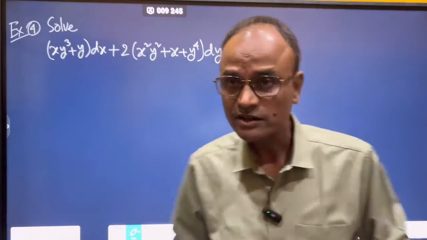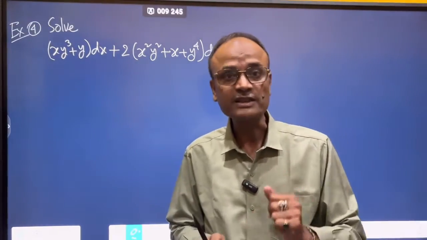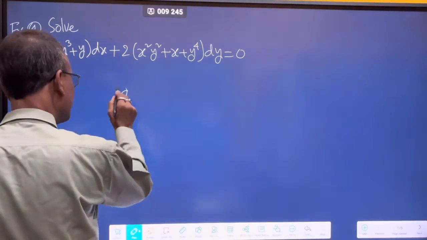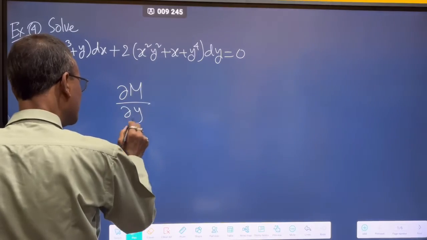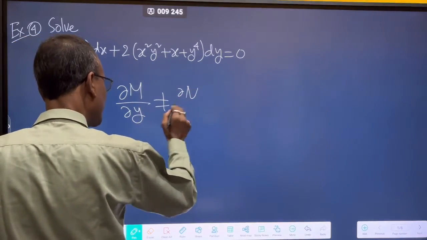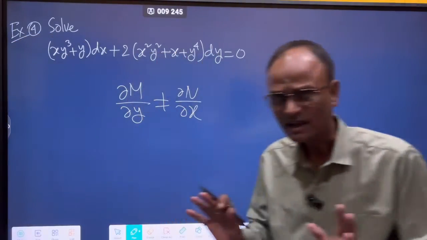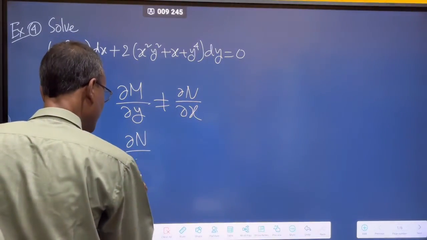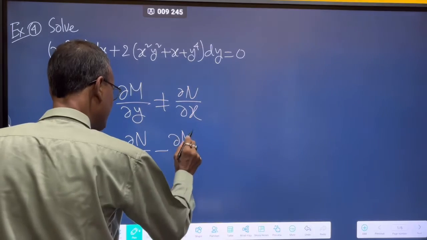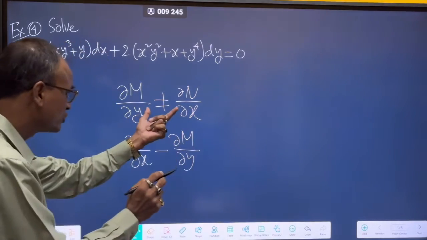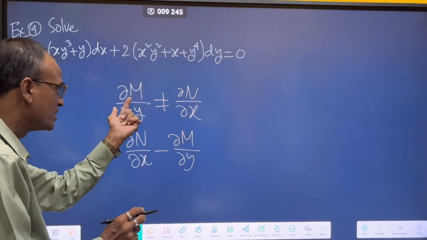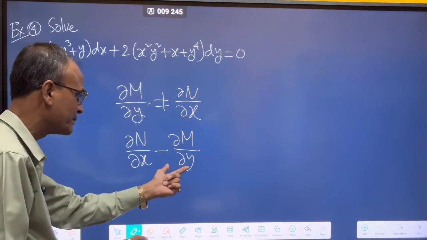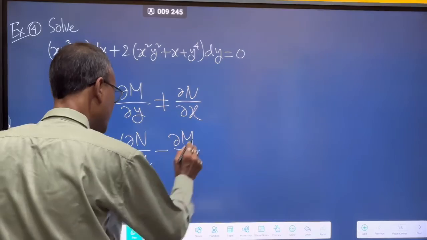Today, I shall solve some problems on exact differential equations. Originally, the equations are not exact, meaning ∂M/∂y is not equal to ∂N/∂x. Therefore, ∂N/∂x minus ∂M/∂y is not equal to 0.